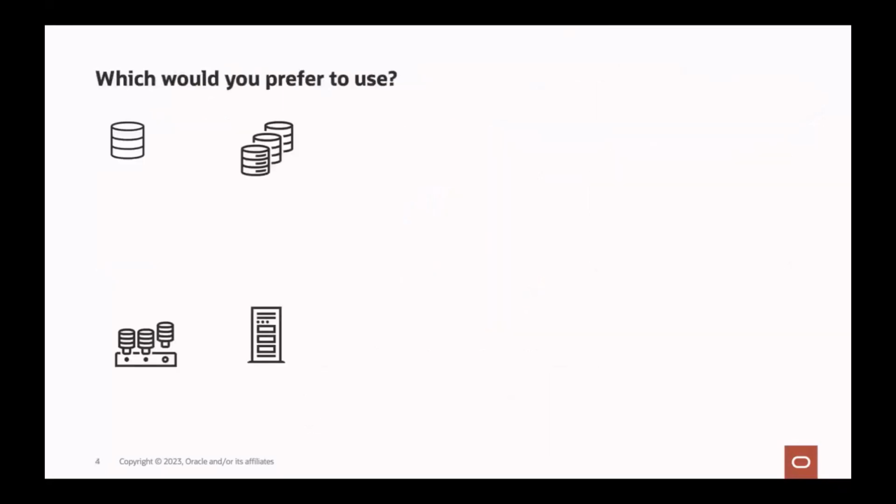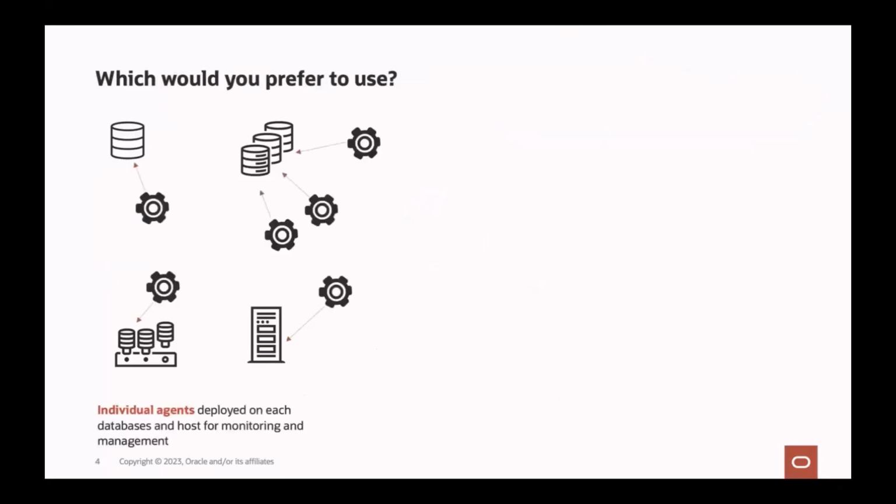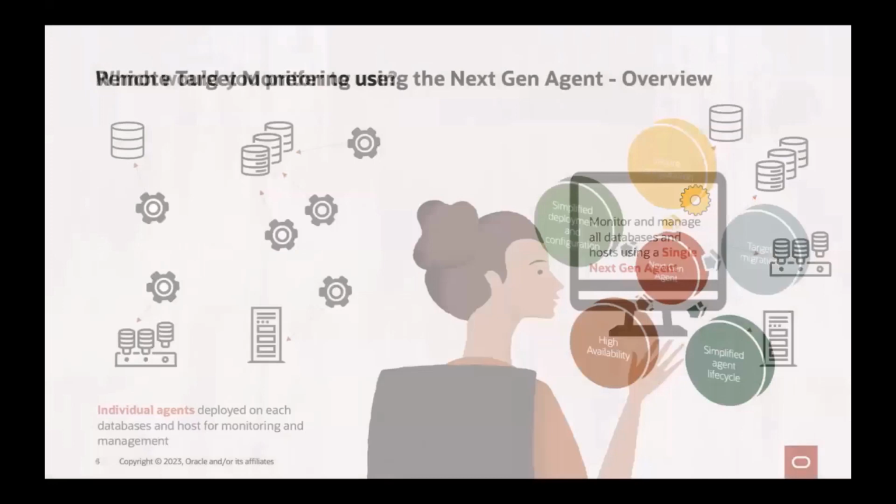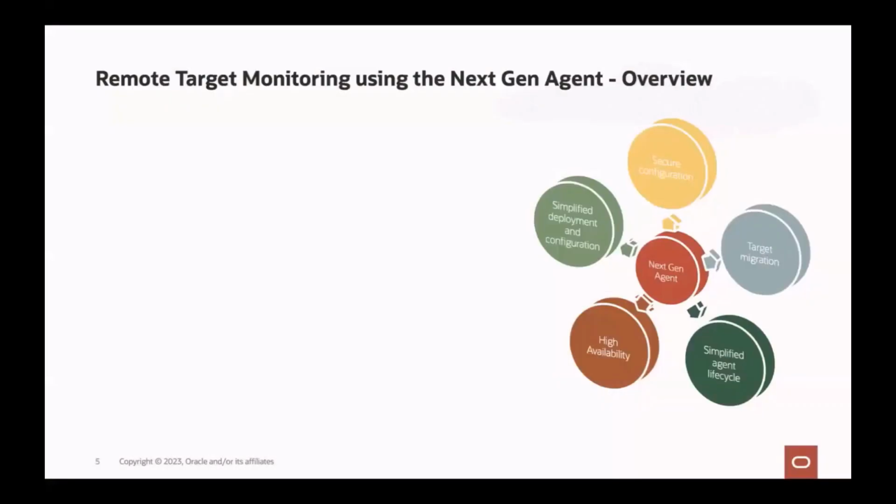Given the challenges mentioned earlier, which one would you prefer to use? Deploying individual agents on each target host, such as host and database, to manage them in Enterprise Manager, or deploying the next-gen agent to monitor all target types such as host and database to manage them in Enterprise Manager. Deploying the next-gen agent for remotely monitoring and managing targets seems to be the better option. Let's explore the capabilities of the next-gen agent and how it improves the ability to manage and monitor targets remotely.